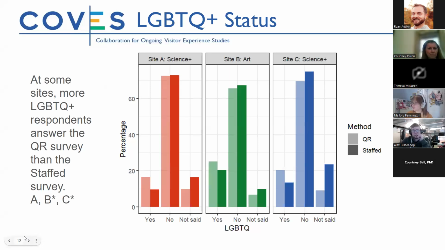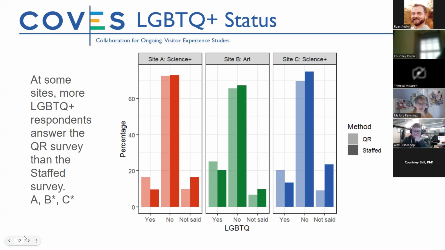The next finding that we wanted to share with you all was LGBTQ plus status. So we do ask participants whether they identify as LGBTQ plus or not. They can answer yes, no, or not said. There's also an option for not sure questioning, but since that tends to be the smallest category, it was dropped from this analysis. And the important finding here is that at some sites, not all sites, a higher proportion of yes respondents answer the QR survey compared to the staff survey. This might be due to comfort levels with answering sensitive demographic information in a survey.